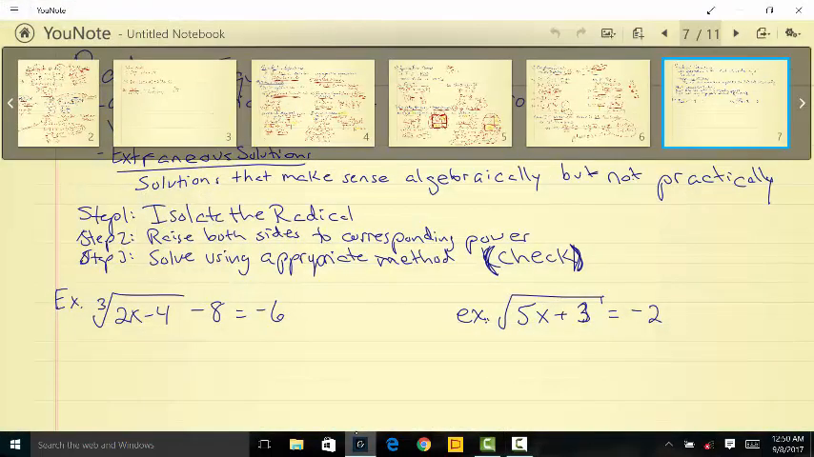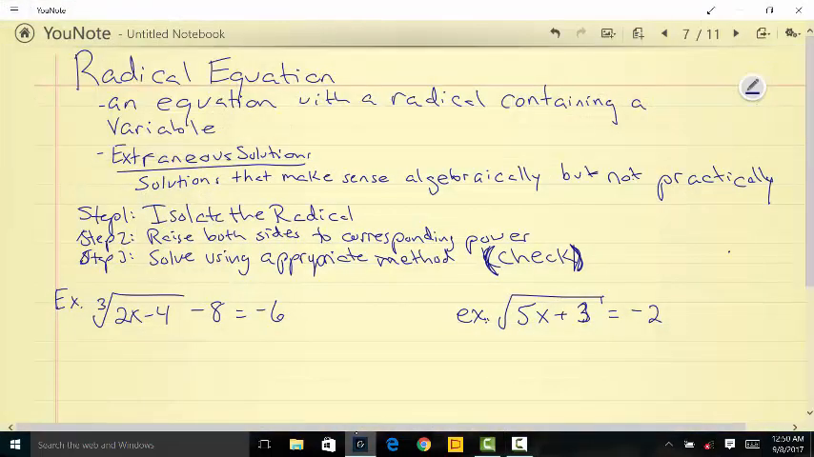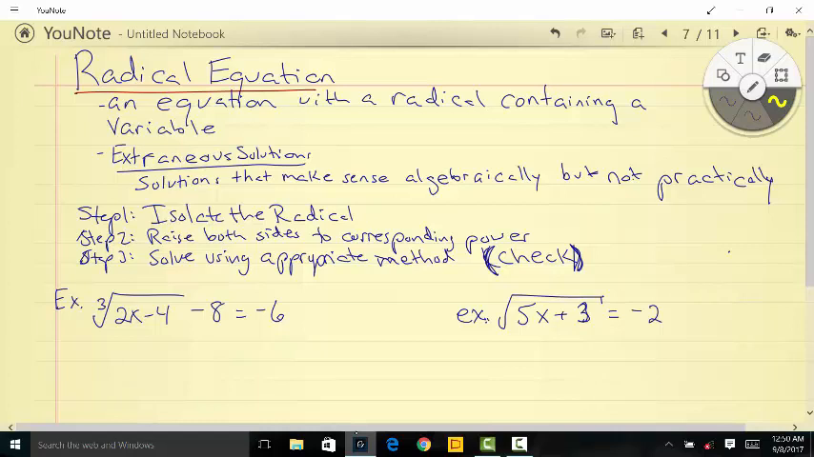Alright, in this video we're going to go over how to solve equations that are radical in form. So the definition of a radical equation is an equation with a radical containing a variable. So anytime we have a square root, a cubed root, where there's a variable inside of that, that's the definition of a radical equation.